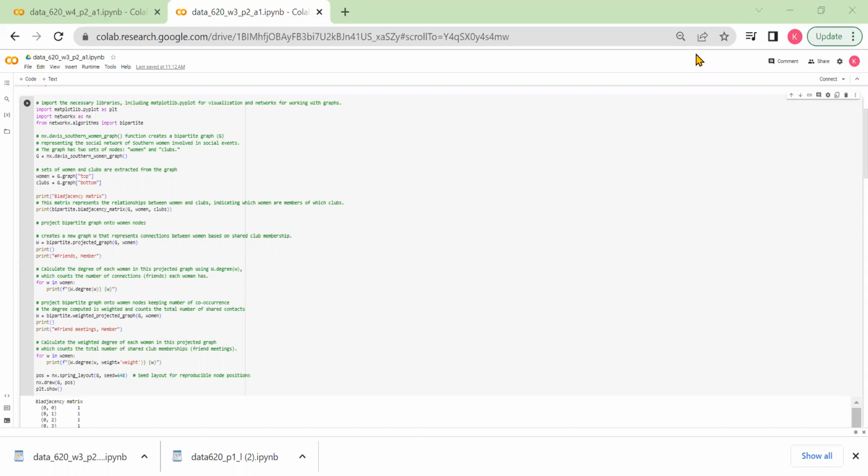In this dataset, it has attendance of 18 Southern women at 14 social events, which shows a simple two-node network. Now let's go through the code.